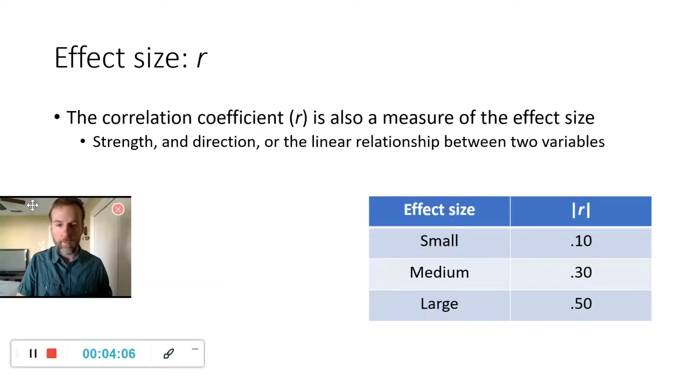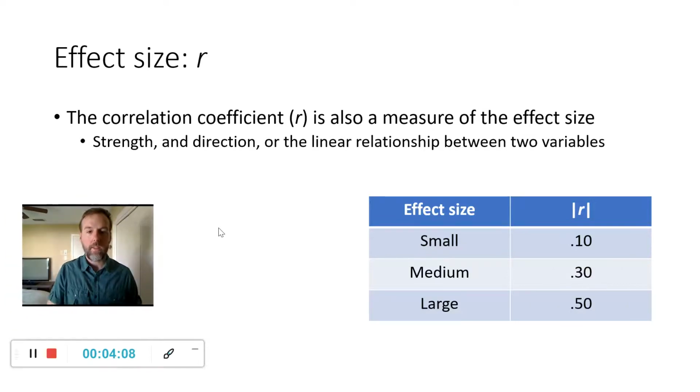Next up, here, let me move my window so we can see this. The nice thing about correlations, unlike a t-test or ANOVA, is the measure of effect size is built right into your correlation coefficient. So we don't need to calculate a Cohen's d, eta squared or partial eta squared. That value r is already a measure of effect size.